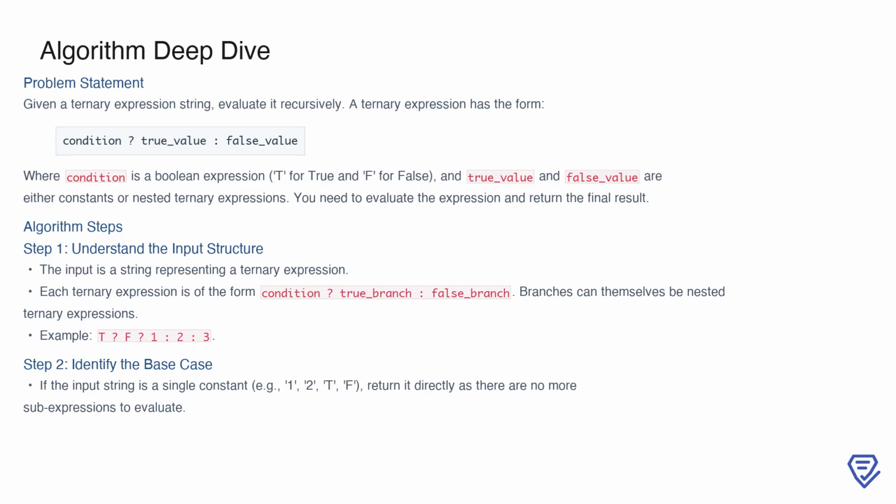To solve this, we'll break the problem into manageable steps. First, we need to understand the structure of the input. The input is a string that represents the ternary expression, and each expression can include nested sub-expressions. Next, we identify the base case. When the input string is a single constant, such as 1, 2, T, or F, we simply return it directly since there's nothing more to evaluate.